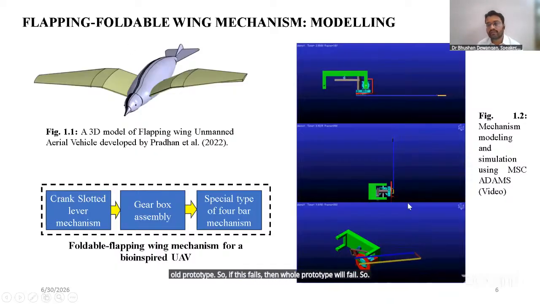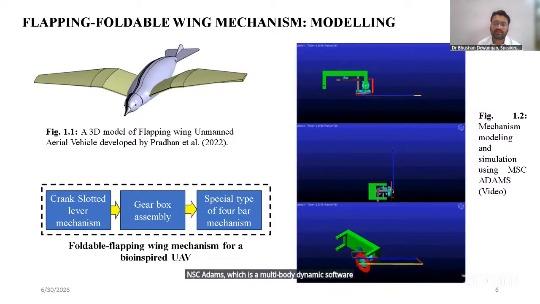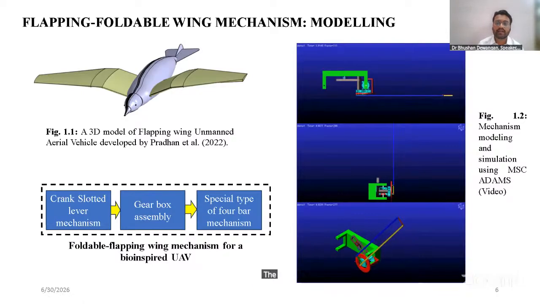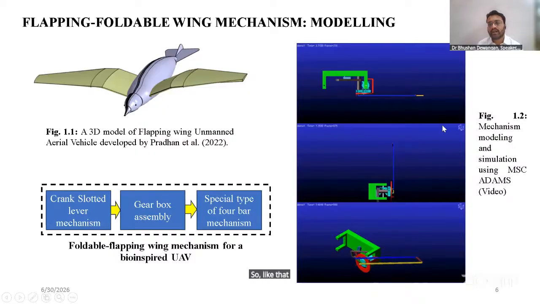So for that, I used, with my supervisor, MSC Adams, which is a multi-body dynamic software, where you can find out the kinematics and dynamics, and the different forces at the joints. You have to find out how the links will react, whether the link is flexible or rigid, and how they will react with each other. So like that we have done, and I have shown here an isometric view, side view, and top view.